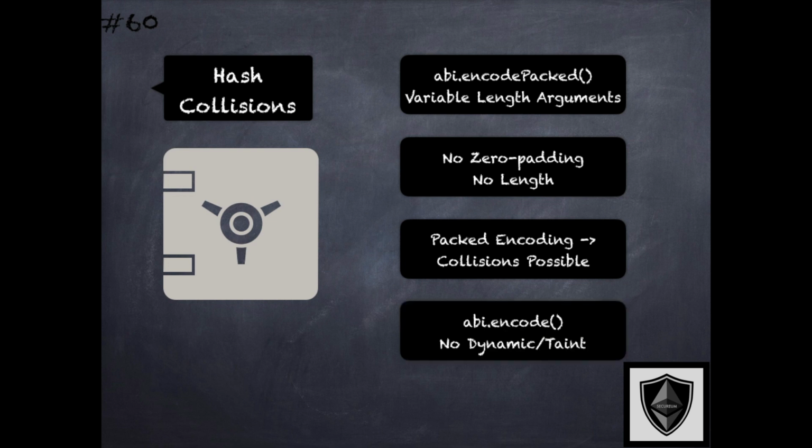The best practice here is to avoid the use of the packed primitive where possible and use the encode primitive instead. And in scenarios where it cannot be avoided, one should at least make sure that only one variable length argument is used in this primitive. And certainly users who can reach this primitive via function calls should not be allowed to write to the parameters used and taint them to force collisions from happening.